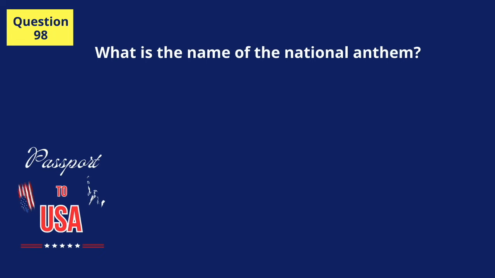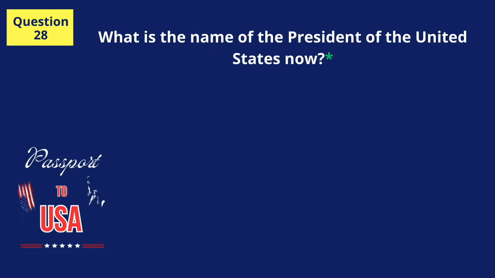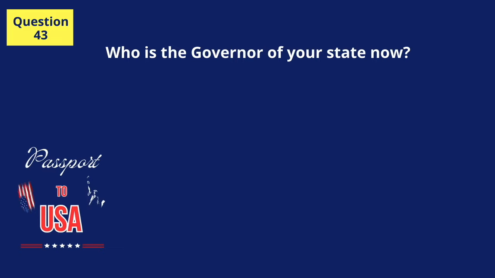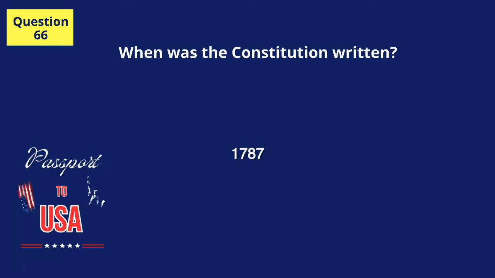What is the name of the national anthem? The Star-Spangled Banner. What is the name of the President of the United States now? Joe Biden. Who is the governor of your state now? When was the Constitution written? 1787.